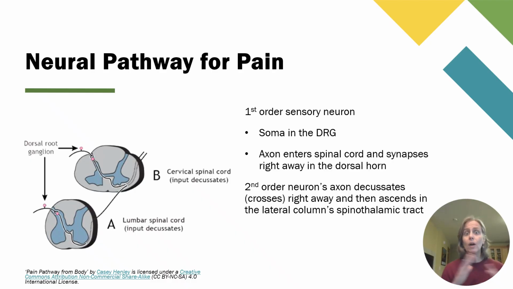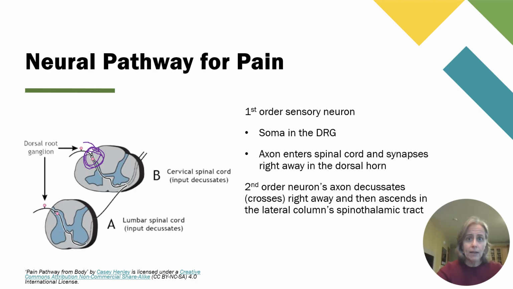Okay, so now we're in an A delta or a C type axon or nerve fiber. Where do we go? So our first order sensory neuron, like always pretty much, is going to be in our dorsal root ganglion. So that's going to look very familiar. And then from there, the axon is going to travel into the spinal cord. Now here's where we see a difference compared to touch. Our second order neuron is going to be right here in the dorsal horn.